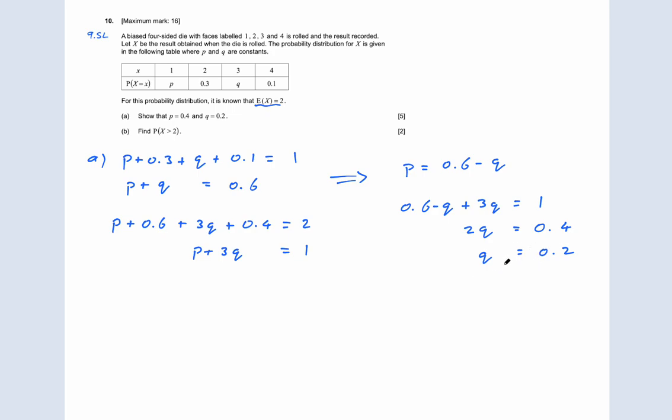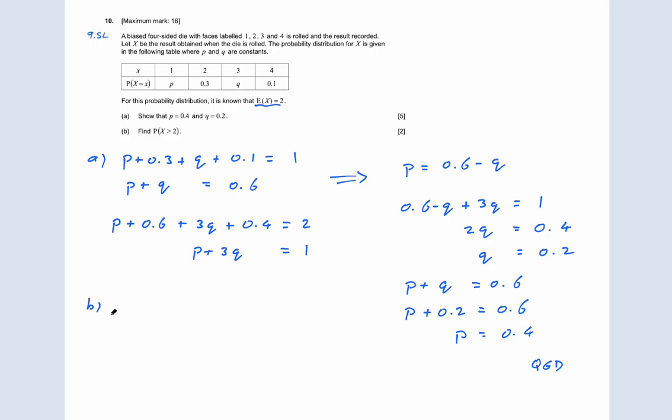And then I sub this q back into this equation. So p plus q equals 0.6, p plus 0.2, because q is now 0.2, equals 0.6, and p is equal to 0.4. That is what they asked me to show. Q is 0.2, p is 0.4, QED. Okay, part B. For 2 marks, find the probability that x is bigger than 2.